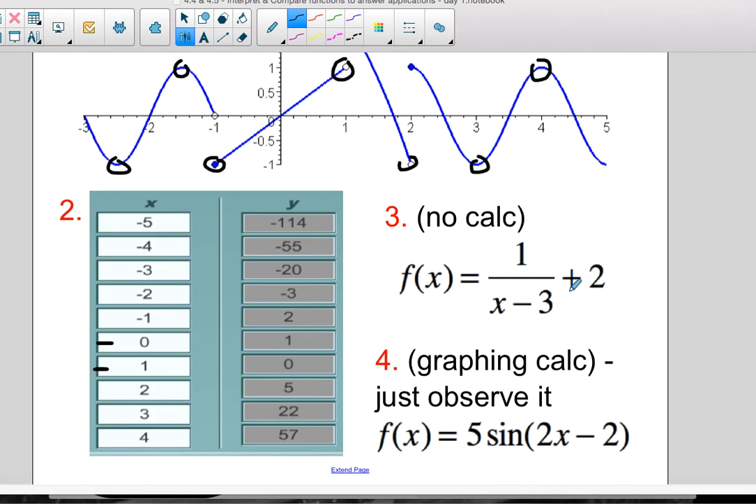Non-calc, 1 over x minus 3 plus 2. You find the y-intercept by plugging in 0, so you get 1/3 plus 2, which would just be 7/3. And then you can get the x-intercept by setting this equal to 0. So hopefully you did it, but if you subtract 2 and then you multiply by x minus 3, you get 2x minus 6 is equal to 1. So you would get an x-intercept, I believe, of 5/2.